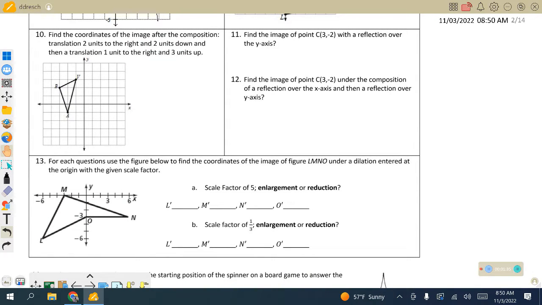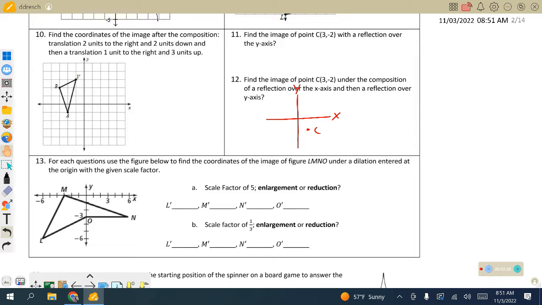Number 12 then. Find the image of the point C under the composition of a reflection over the x-axis and then over the y-axis. So yesterday we had talked about following the point over. If you're not sure what it's doing here, I would just make yourself a small sketch of the xy axis, plot that point of 3, -2. So where's 3, -2 at? Starts right down here, and then just play with it and reflect it over one and then reflect over the other. What should happen is the signs should change. It should flip. It should be opposites.